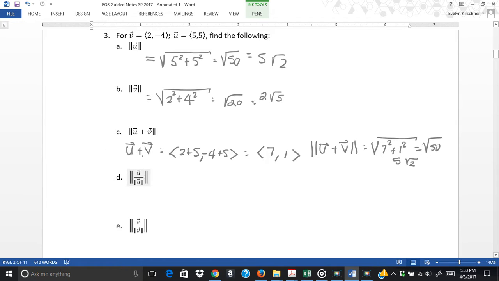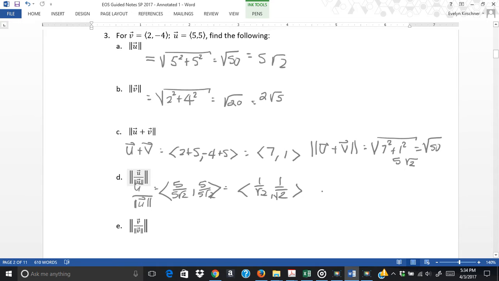Now here, this is interesting. I'm going to take u divided by the magnitude of u. So I have u, which is 5, 5, divided by its magnitude. So I have 5 over 5 radical 2, 5 over 5 radical 2, which is u divided by the magnitude of u, and that's the same as 1 over radical 2, 1 over radical 2.